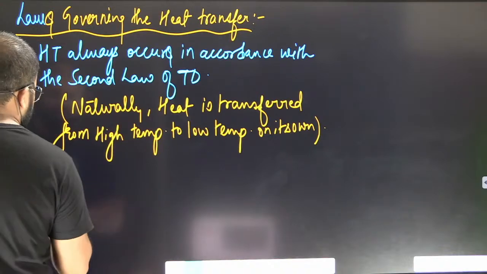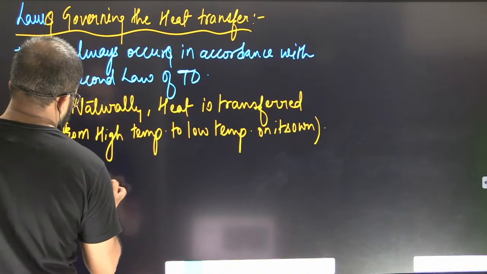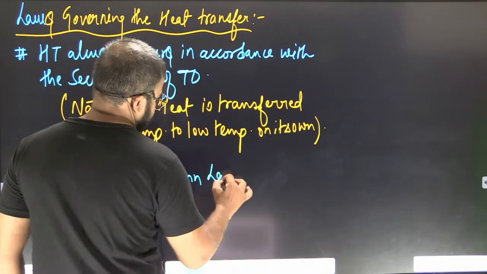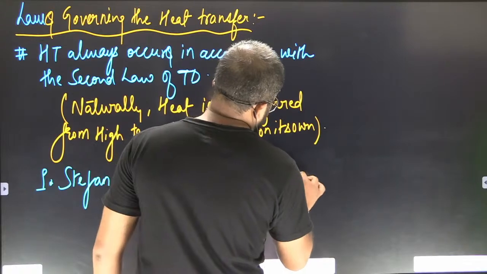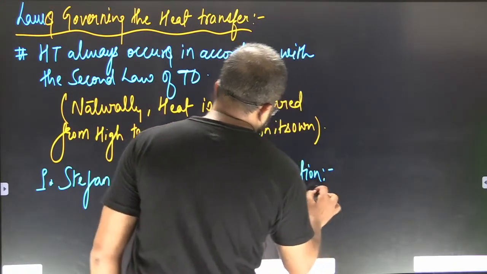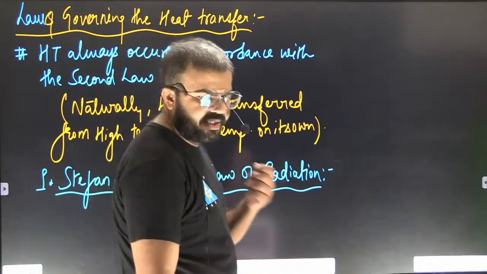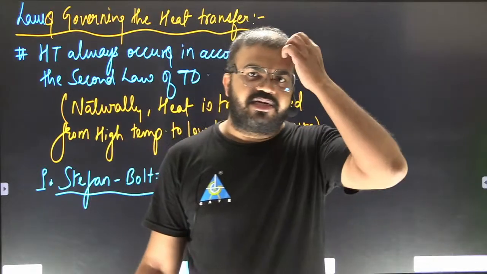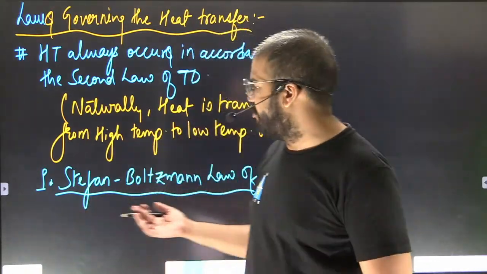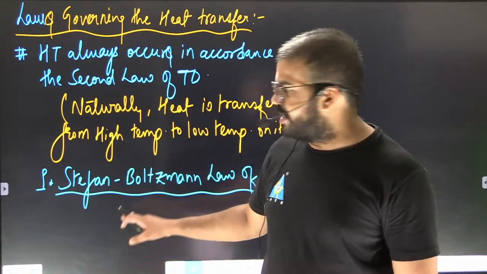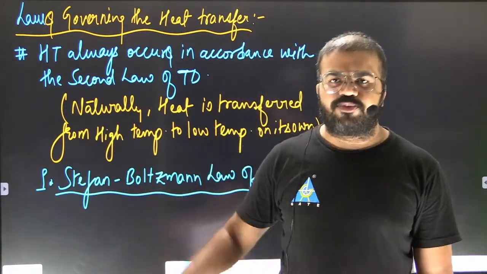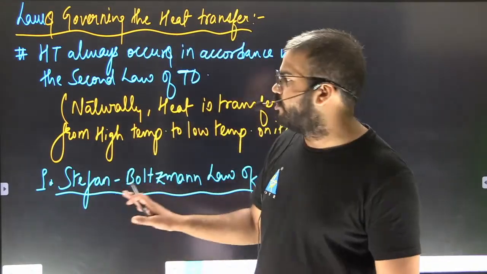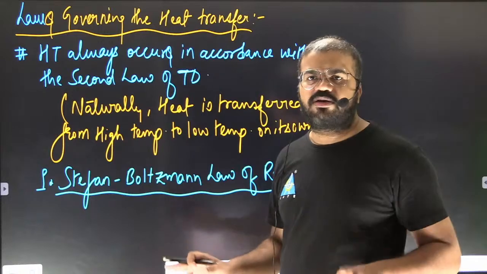Number 1. Stefan-Boltzmann law of radiation. See, there were two people, Stefan and Boltzmann. They are two different people. They were from the same country, Austria, same city, Vienna, and they didn't know about each other. They were separately developing the same formula. Boltzmann gave it theoretically, Stefan proved it, with the help of thermodynamic relations. You don't need to go into the proof, that's tedious and not at all required.